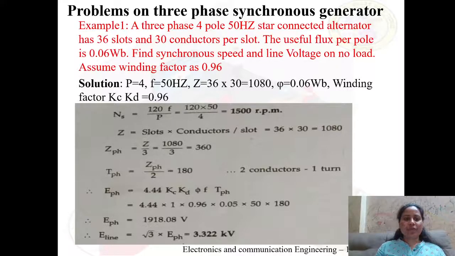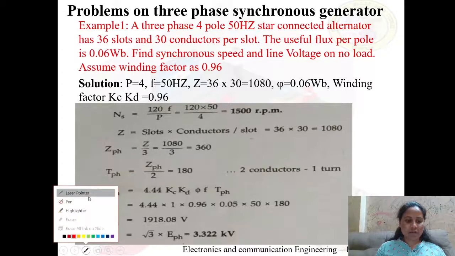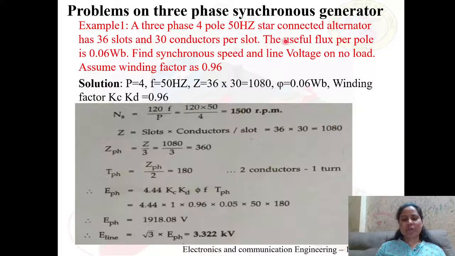A three-phase 4-pole 50 Hz star-connected alternator has 36 slots and 30 conductors per slot. The useful flux per pole is 0.06 Weber. Find synchronous speed and line voltage on no load. Assume the winding factor as 0.96.